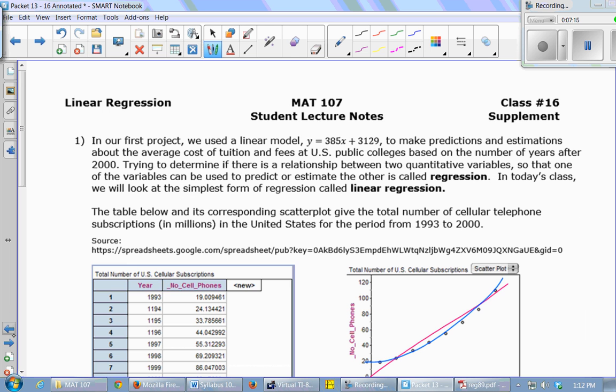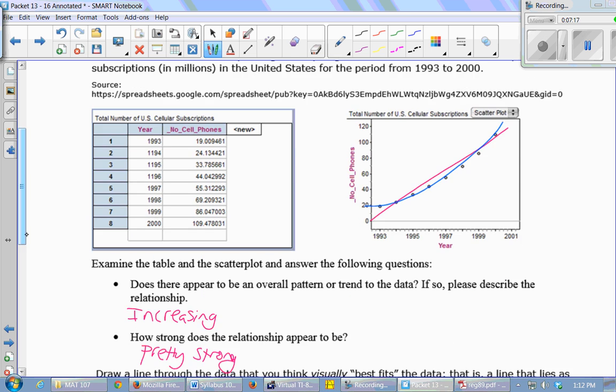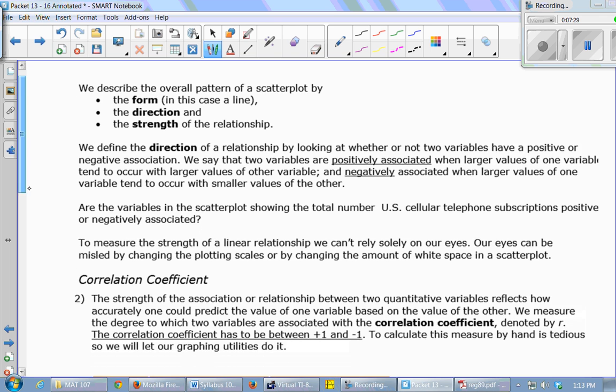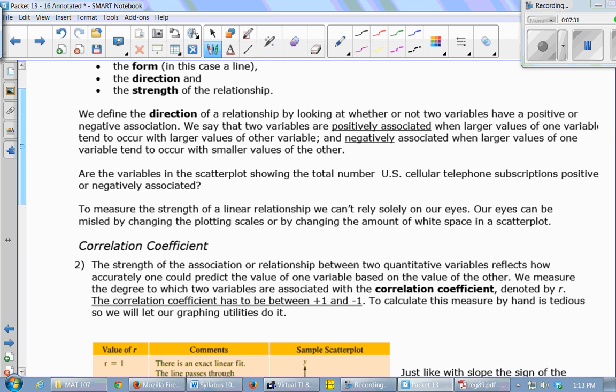So look at our scatter plot. Are those variables positively or negatively correlated? Positively, because as the year gets bigger, the number of subscriptions gets bigger also. So we say that's positively associated or positively correlated, same thing. So they are positive. To measure the strength of a linear relationship, you can't rely solely on your eyes.